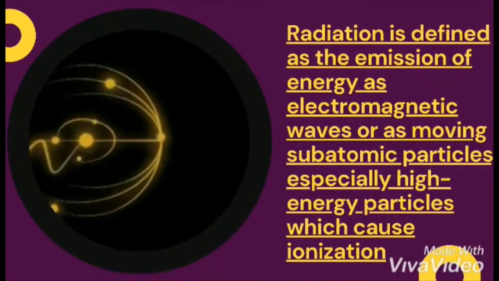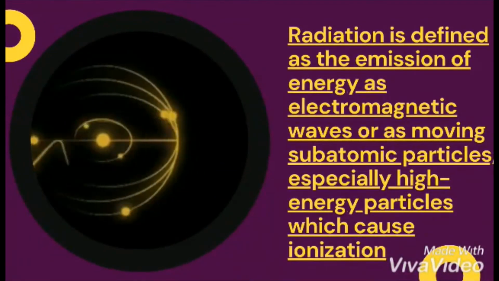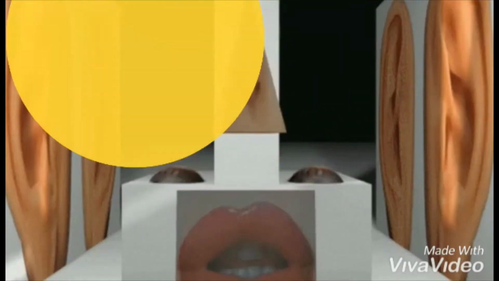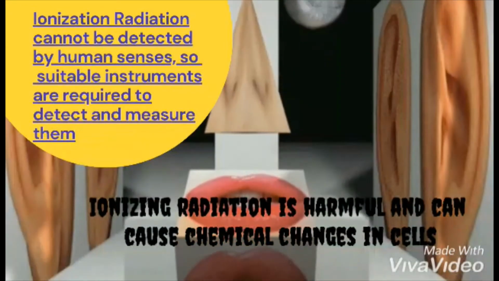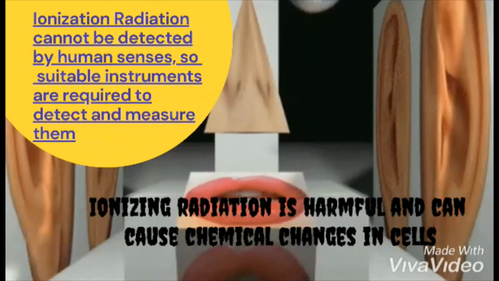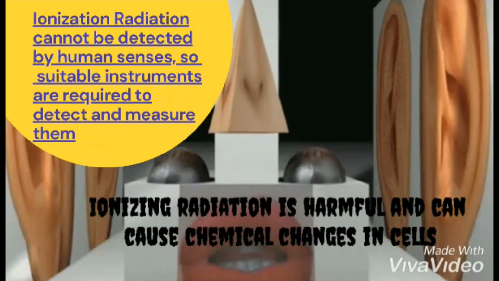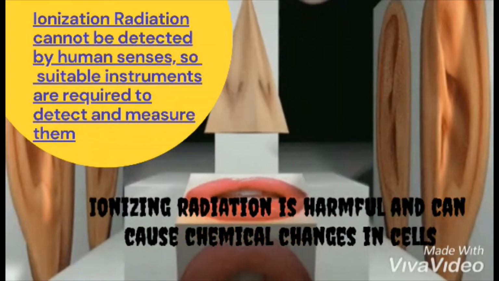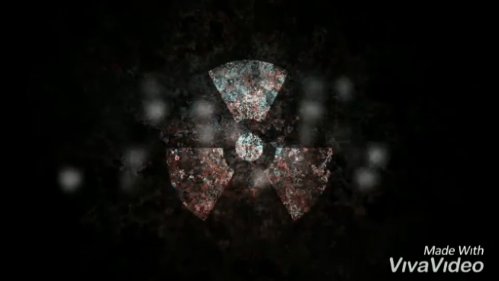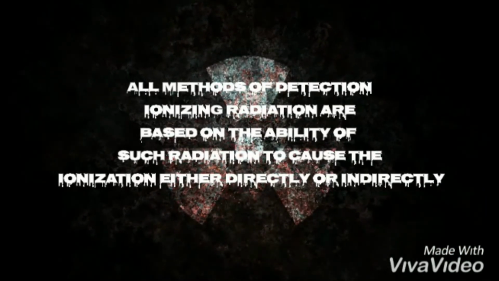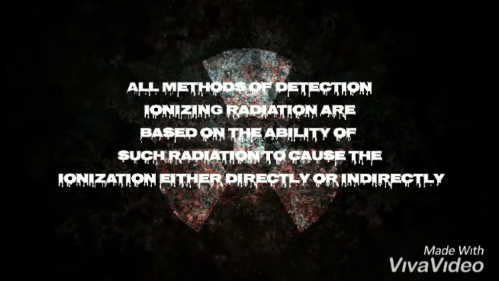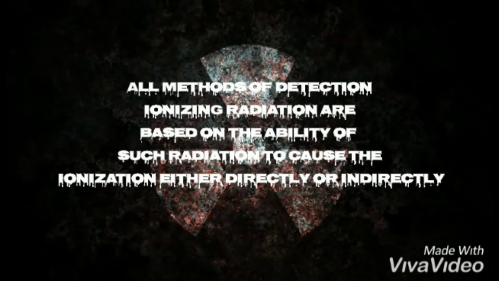Radiation is defined as the emission of energy as electromagnetic waves or as moving subatomic particles that cause ionization. Ionizing radiation is harmful and can cause chemical changes in cells. Ionizing radiation cannot be detected by human senses, so suitable instruments are required to detect and measure it. All methods of detection of ionizing radiation are based on the ability of such radiation to cause ionization, either directly or indirectly.